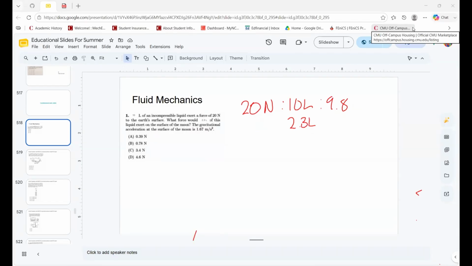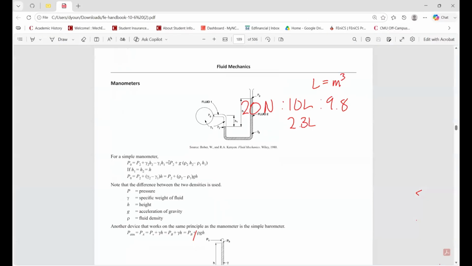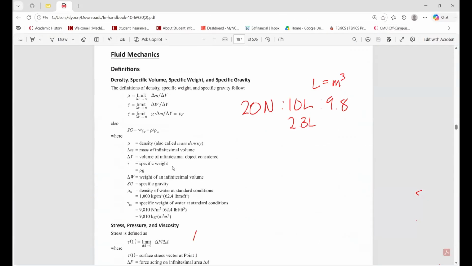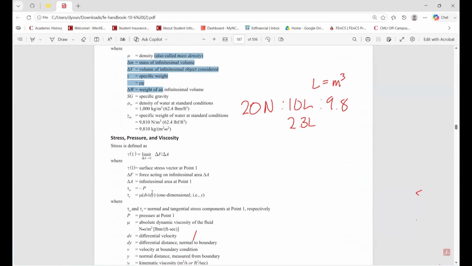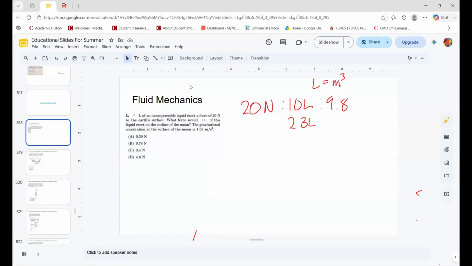By the way, liters is equivalent to m cubed. It's actually a common notation. I wonder if they just give that to you over here. No, they don't. Liters is cubes, that's basically the same thing. 1.67 meters per second squared. You kind of get where we're going.